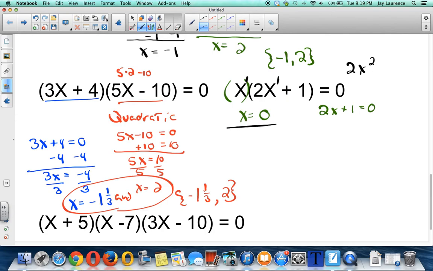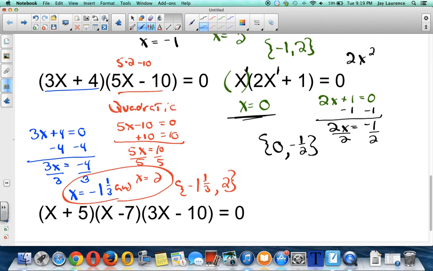Well, this one was cake. I didn't have to solve. x is already alone. 0 is one of my solutions. Okay, now I'm going to solve this one. I'll get 2x equals negative 1. Divide by 2, divide by 2, and x is going to equal negative 1/2. And there is my other solution.